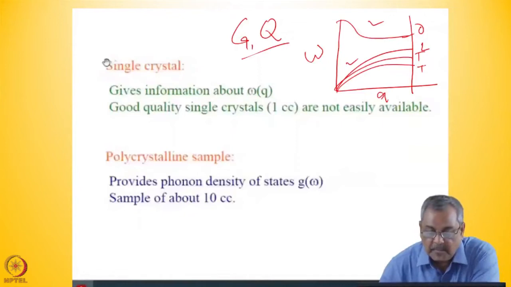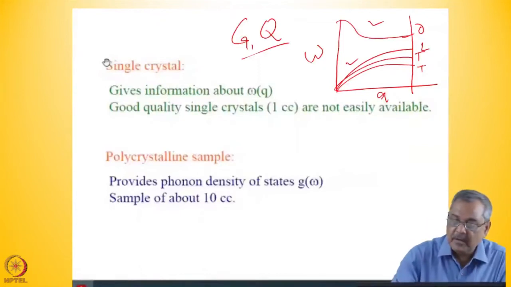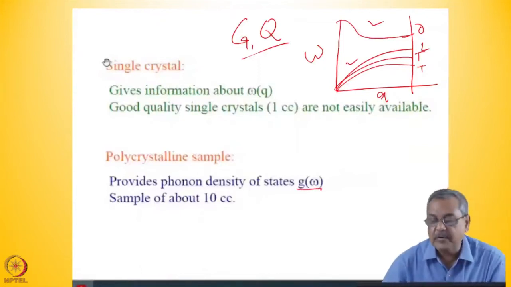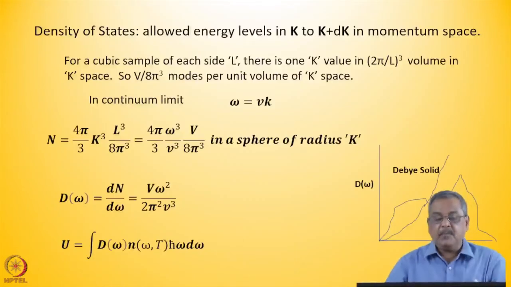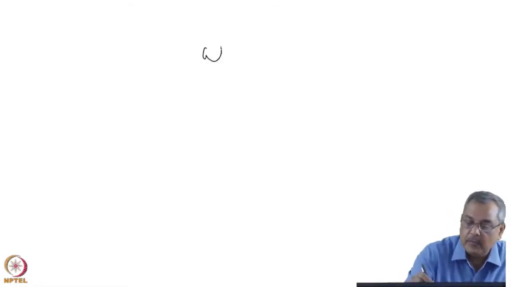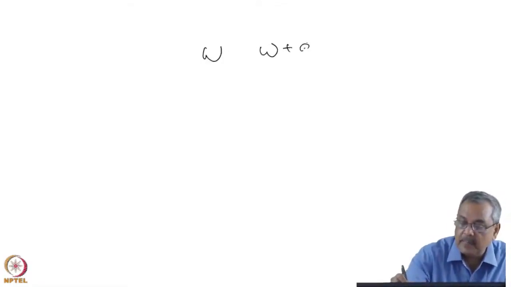Now from there we go into polycrystalline samples. Polycrystalline samples are easier to get. These are powder samples, so they provide phonon density of states, and we can work with a sample typically about 10 cc in volume. Now what do we mean by density of states? That is the number of states we have between omega and omega plus d omega.